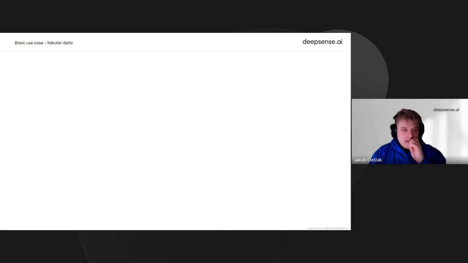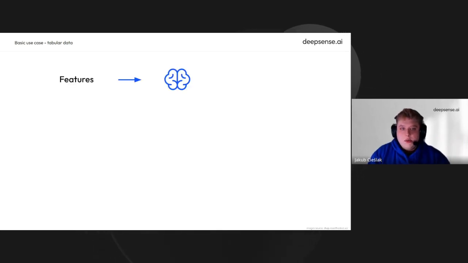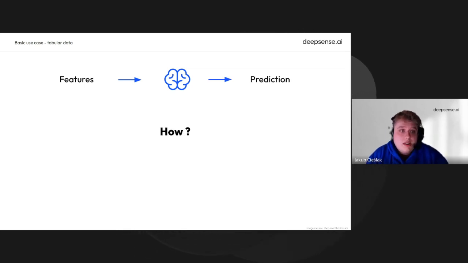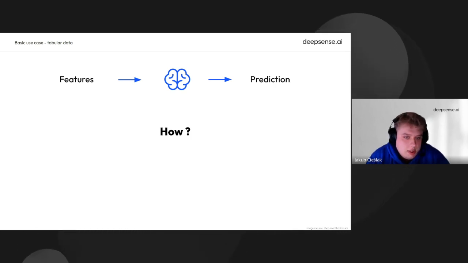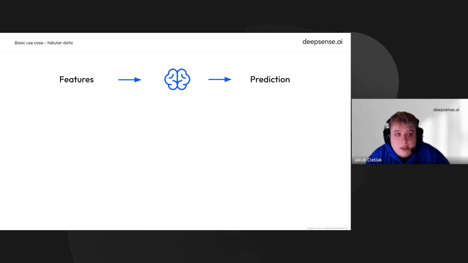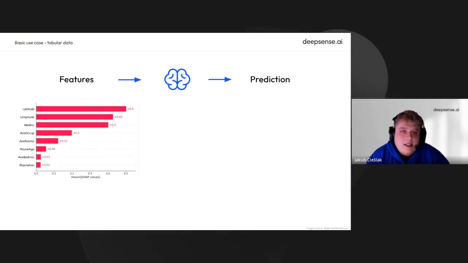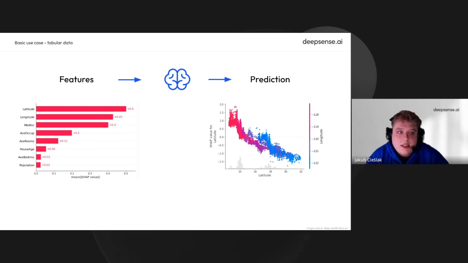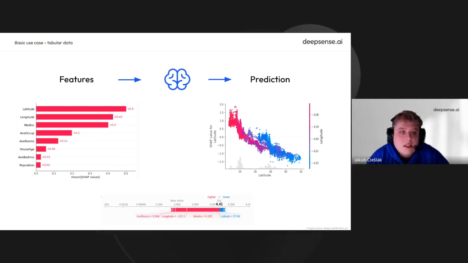So, let's say we have a trained model and a set of features that go into it. We receive a prediction, but sometimes we will ask ourselves how this particular set of features results in this particular prediction. What would happen if we would change some of these features? So, methods of explainable AI try to answer exactly these kinds of questions.